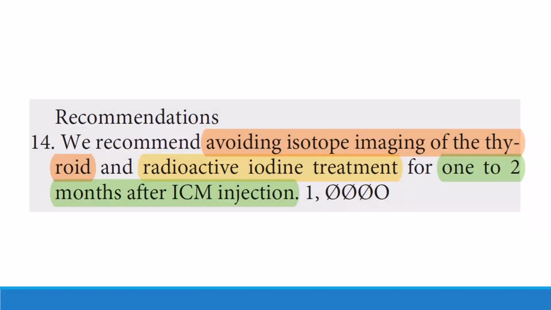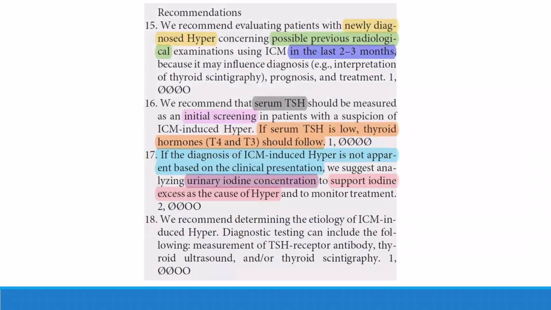We recommend avoiding isotope imaging of the thyroid and radioactive iodine treatment for 1 to 2 months after contrast injection. So radioiodine, either treatment or scanning, is not recommended for 1 to 2 months after contrast media. And of course, they recommend that a patient with newly diagnosed hyperthyroidism should be evaluated concerning possible previous radiological examination that may affect diagnosis and treatment, actually within 2 to 3 months after contrast administration.